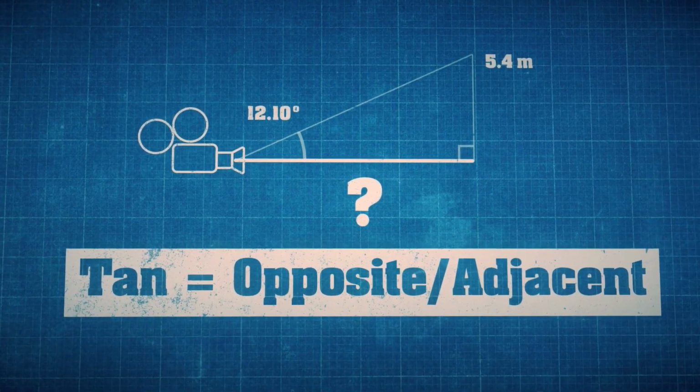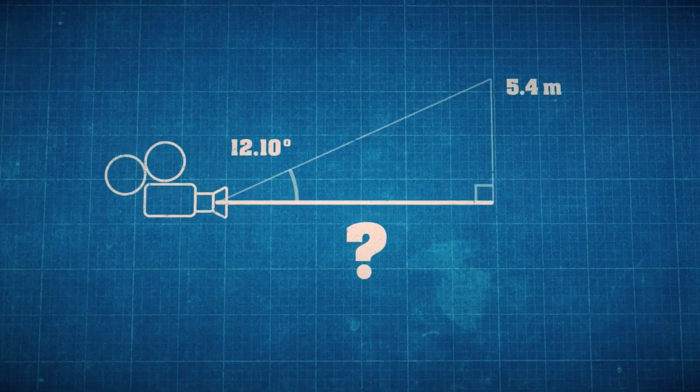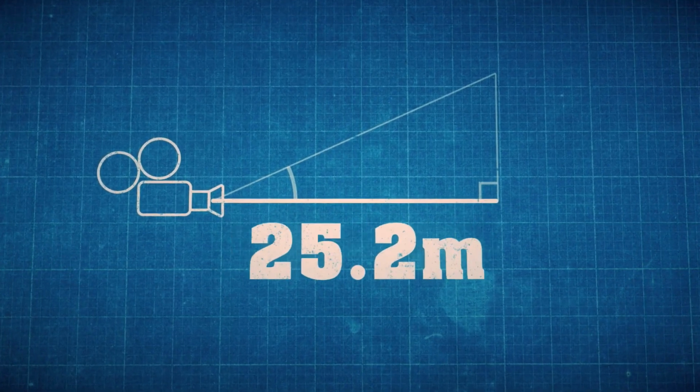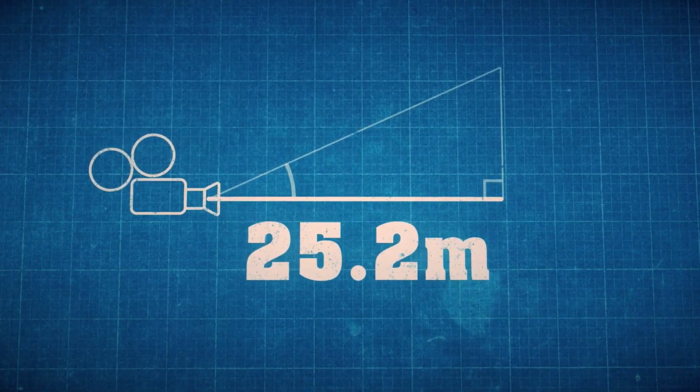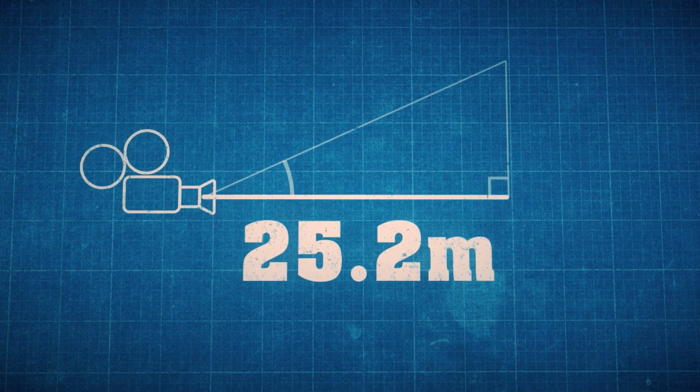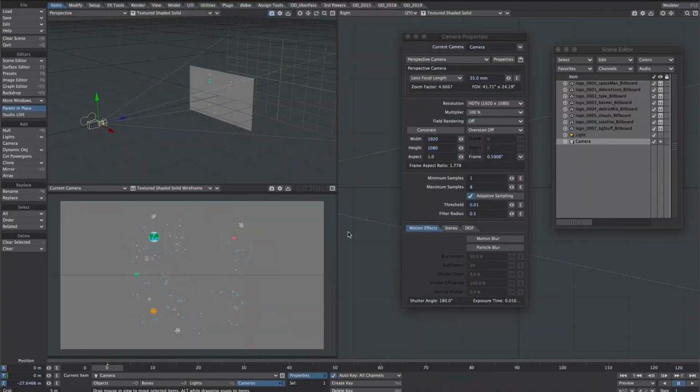Tangent equals the opposite divided by the adjacent value. We get the adjacent by rearranging these two values. And boom, here's our distance. Do we need to reach for our calculator? No, we use nodes. Now we have a deep understanding of how the tangents work. Let's put it into use.